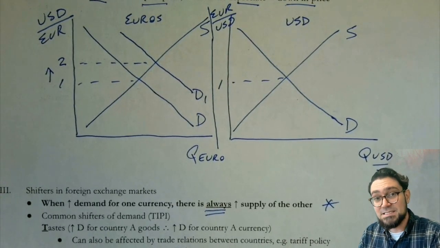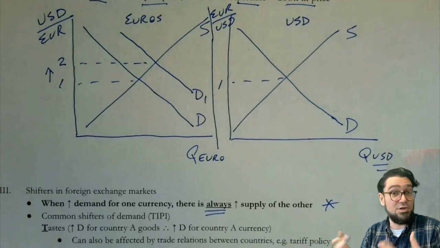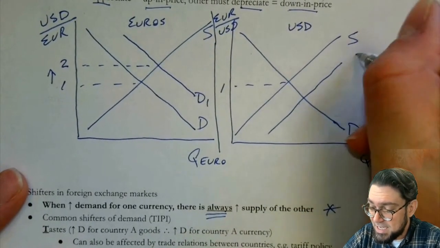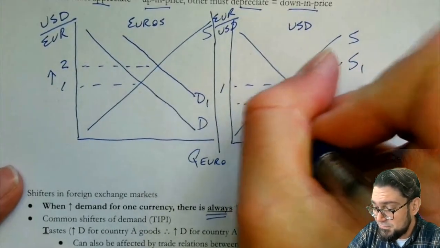The guy at the kiosk is going to say, you have to pay, right? And what do you have to pay with? You'd have to pay in dollars because you're an American. So they would supply more dollars to the foreign exchange market.